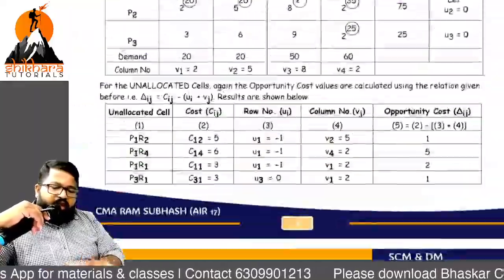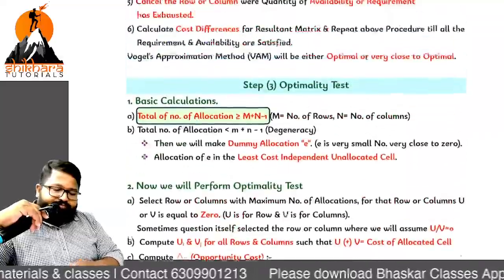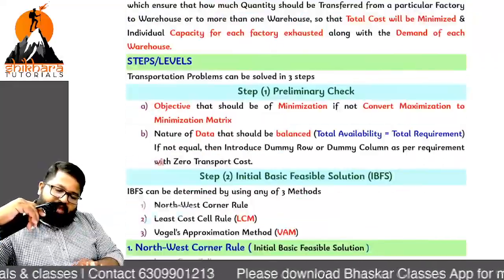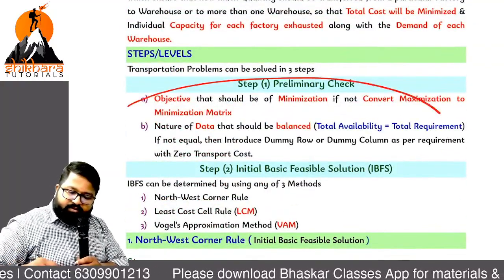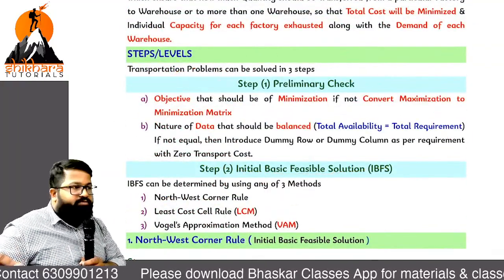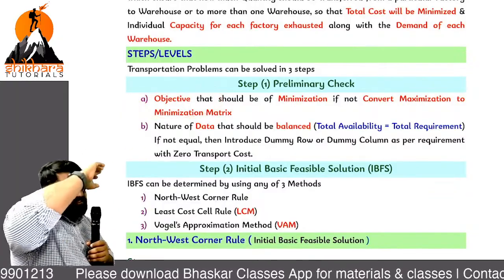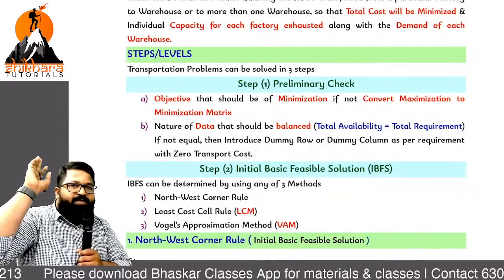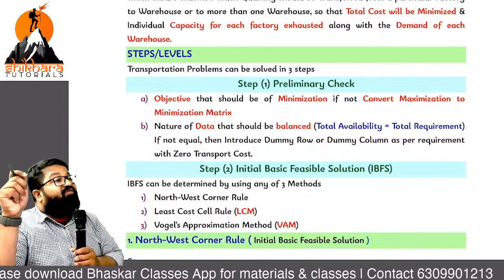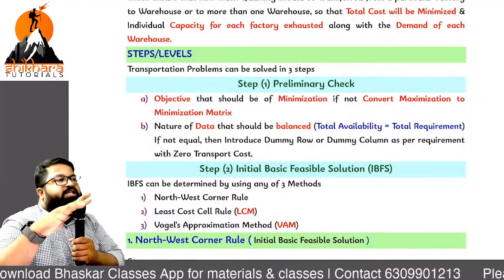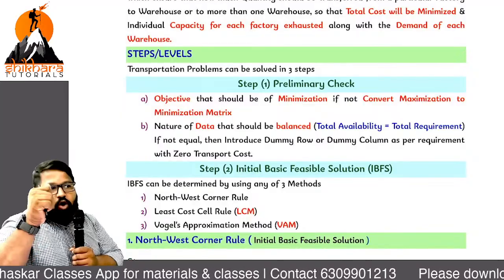Okay. And, sir, what are the basic two checks, ma? Basic two checks. What are the basic two checks, ma? Objective function. What is your objective? Minimization or maximization? If it is minimization, straight away solve the answer. But if it is maximization, what should we do, ma? Convert into minimization. Sir, how can we know whether it is minimization or maximization, ma? By seeing which aspect? Cost.